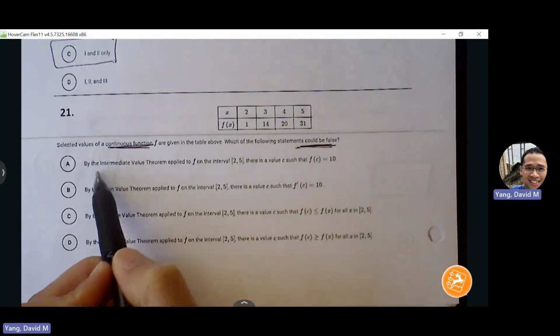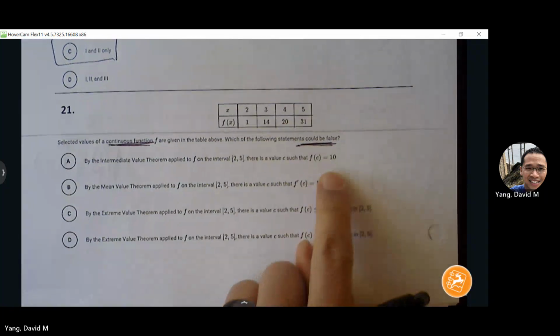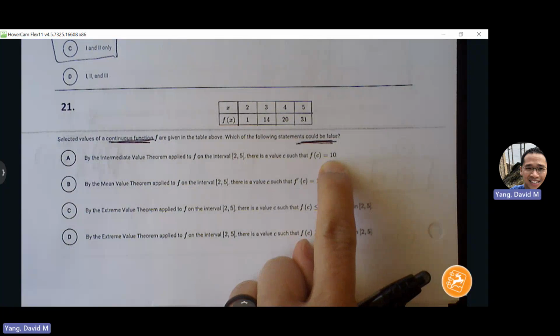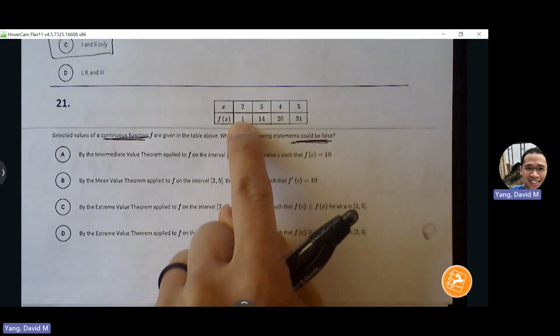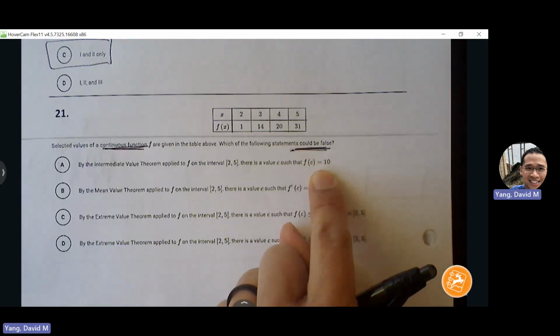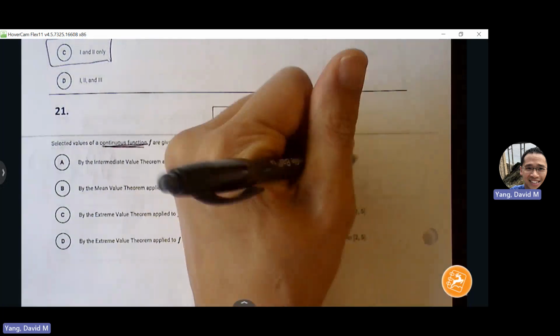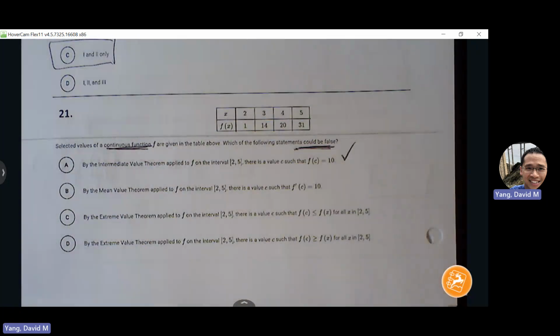It could be false. By IVT, there's a y value that is 10. That is true, right? If I start at 1, if I end at 31, I gotta reach 10 somewhere somehow, as long as the function is continuous, that IVT is true.